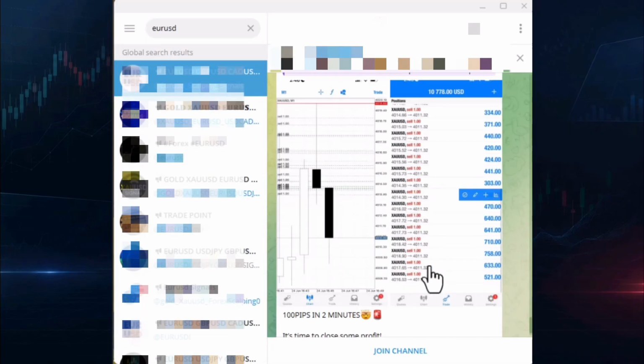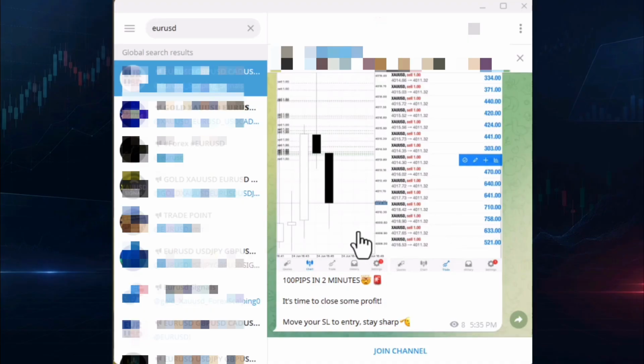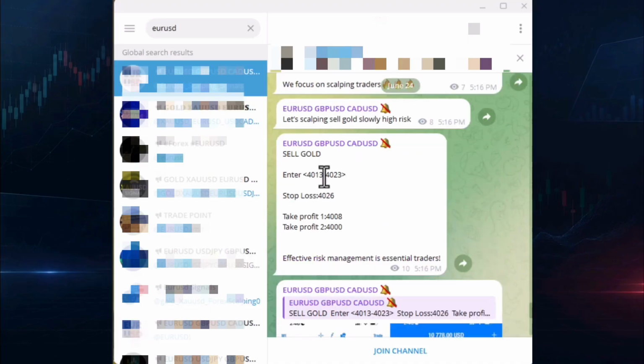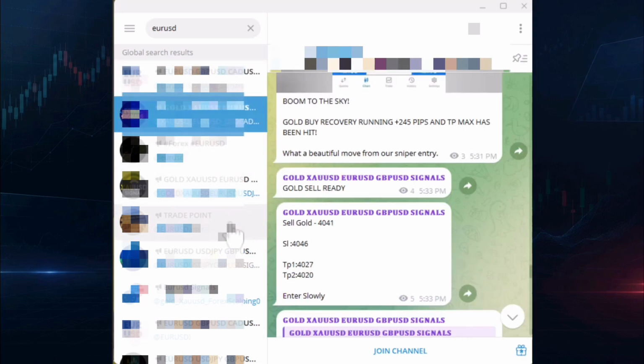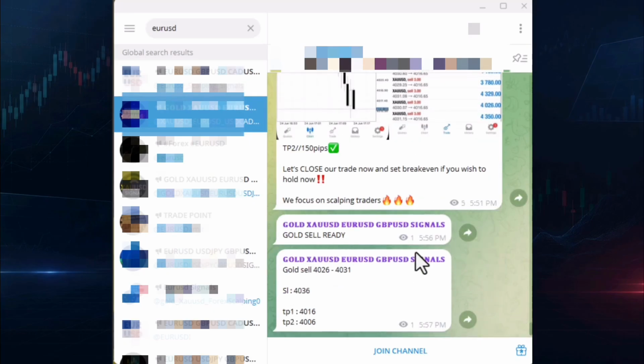Alright, together we're going to review 4 signals on gold for today. We have 4 different Telegram channels here. The first channel has posted a sell signal for gold in its message. Entry point, stop loss, and 2 take profit levels. So far everything seems fine, but here's the problem.